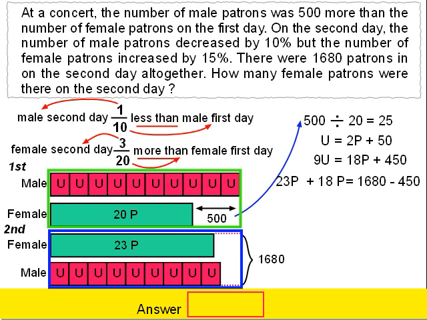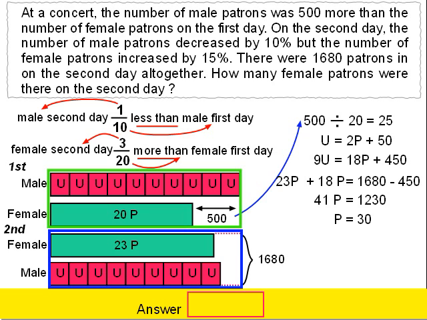So, on the left, 23p plus 18p is equal to 41p. On the right, 1680 minus 450 gives us 1230. Alright. So when we take 1230 divided by 41, we will be able to find 1 part, 1p. So 1p is equal to 30 people.